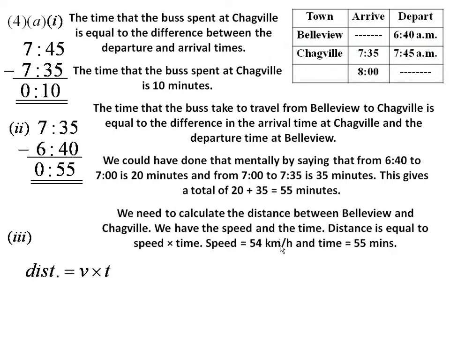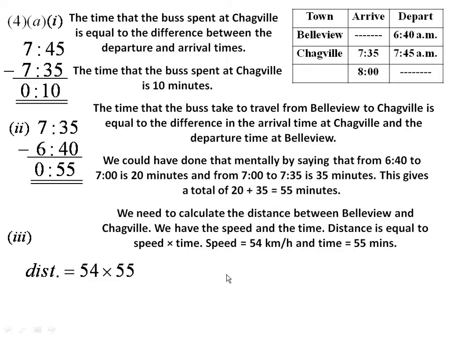We need to calculate the distance between Bellevue and Chagville. What do we have? We have the speed. It was given to us in the statement of the problem. As a matter of fact, it is right here: 54 kilometers per hour. And we also have the time. So the distance is equal to the speed multiplied by the time, as we have right here.